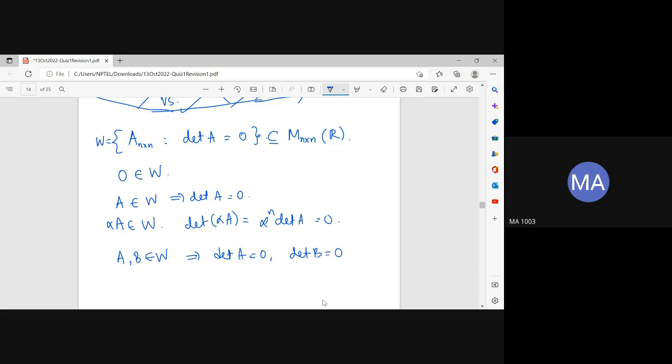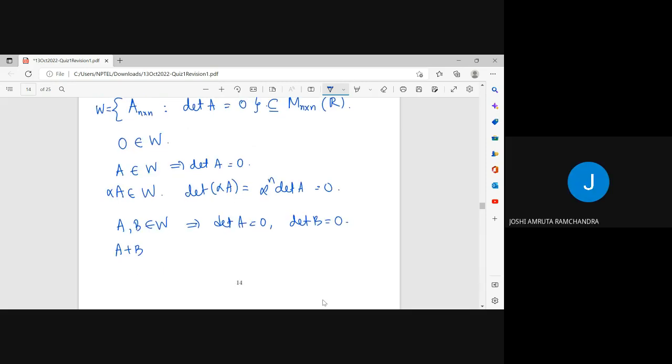Now, if A, B belong to W, I know the determinant of A is 0 and the determinant of B is 0. What can you tell about A plus B? We could not say. The determinant of A plus B is not equal to the determinant of A plus the determinant of B. So this is not closed.